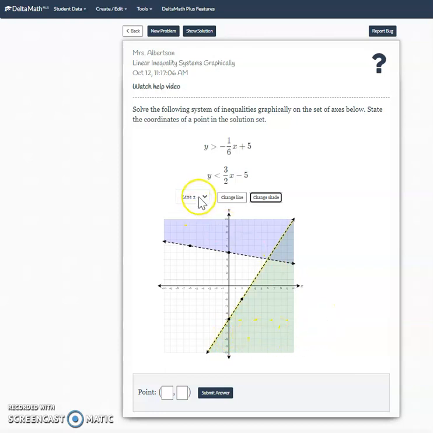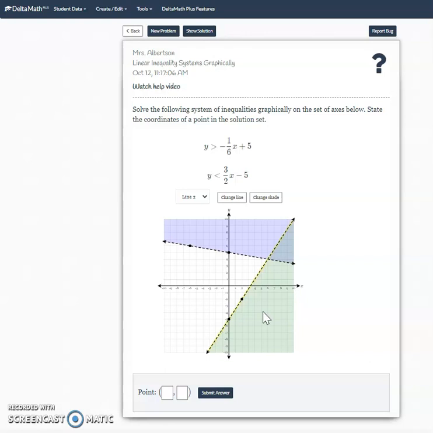Let's say you think you made a mistake. We can go back and alter line 1 if we need to. But now we're at the point where we have two inequalities on the same graph. Up here in this blue-purple color, those are all of the solutions for this first equation. Over here in this green-gray color, those are all of the points that are solutions for the second line.